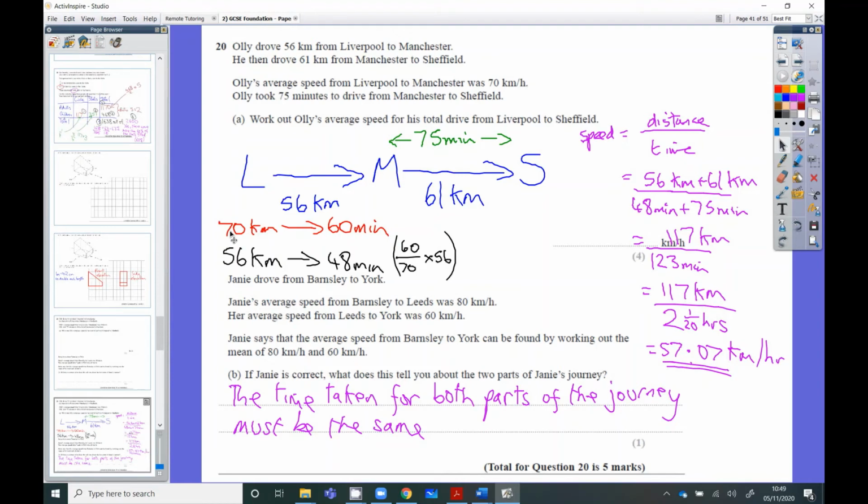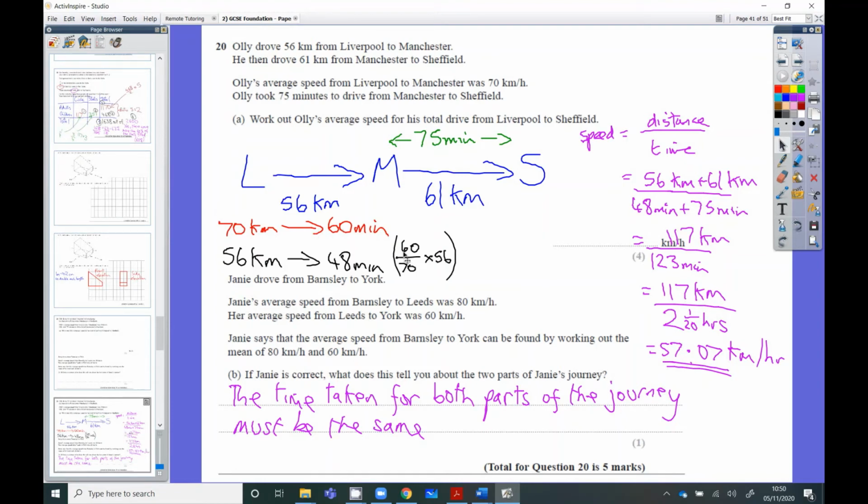That means we go 70 kilometres in 60 minutes. So we need to use this proportion. 70 kilometres takes 60 minutes. So 56 kilometres is going to take how many minutes? Well, I've taken my 56, divided it by 70 and multiplied it by 60.